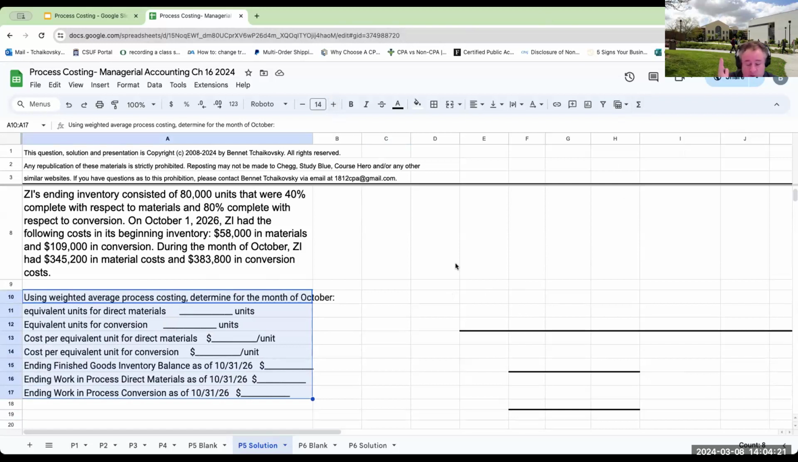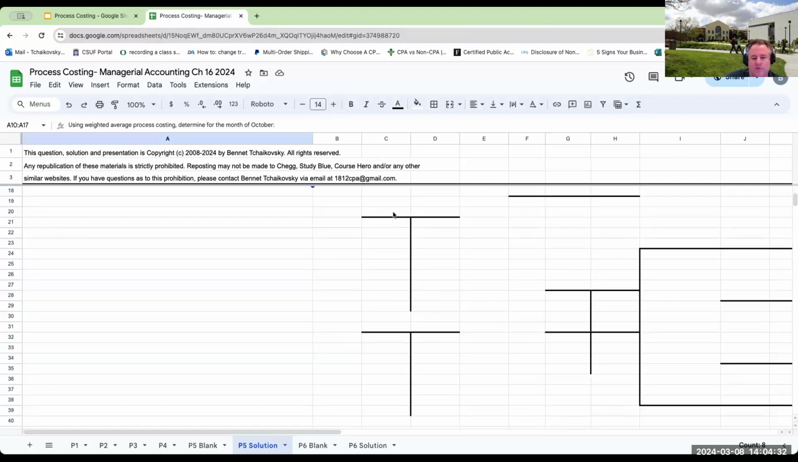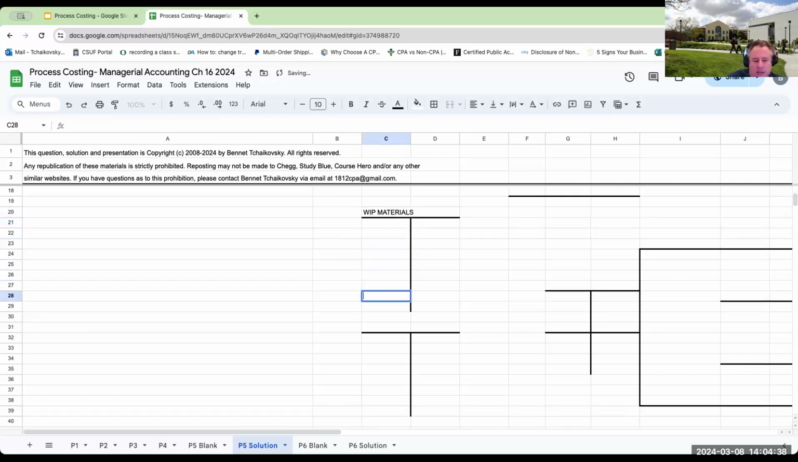Because we're dealing with mass production, there's a concept called equivalent units. And the equivalent units is essentially how we're going to figure out how to get costs out of work in process materials and work in process conversion over to our finished goods inventory.